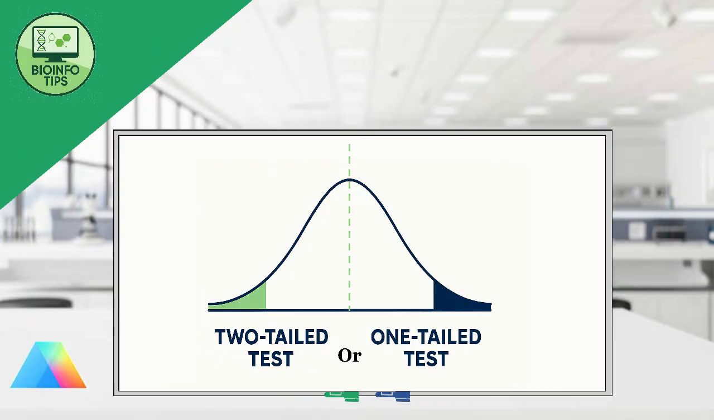A two-tailed test checks for a difference in either direction. It asks, could the treatment be higher or lower than the control? A one-tailed test checks for a difference in a specific direction. For example, if you are only interested in whether the treatment increases expression, not decreases.